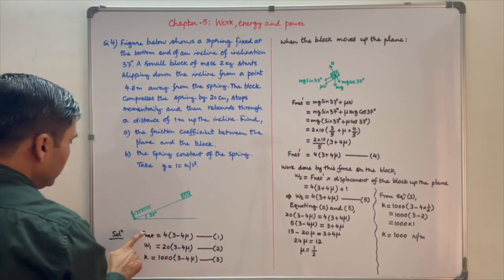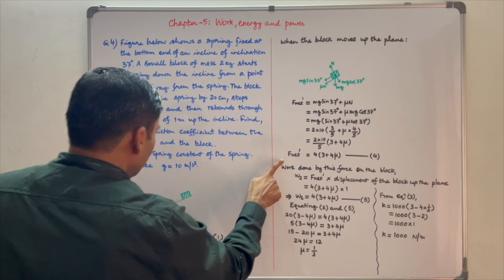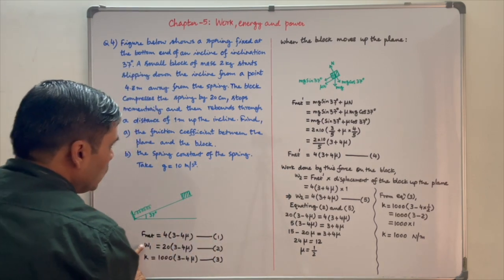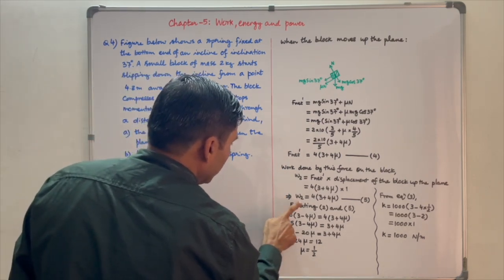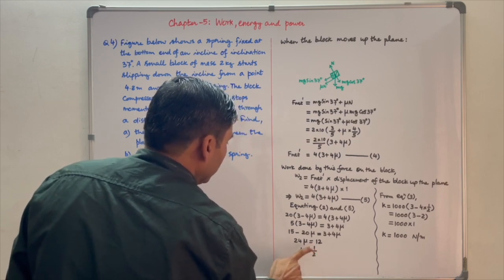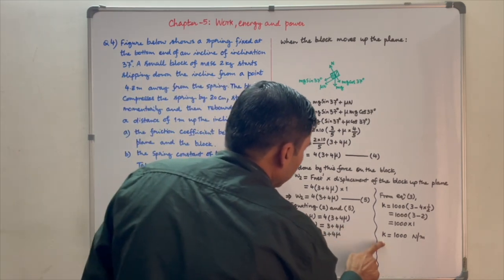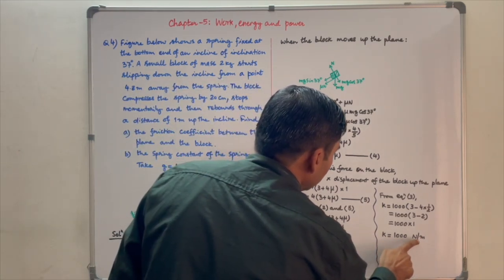Now work done by these forces F net and F net dash will be equal. So we can equate equation number 2 and equation number 5 to get the value of mu as 1 by 2. Now we can put the value of mu in equation number 3 to get the value of k equal to 1000 Newton per meter.